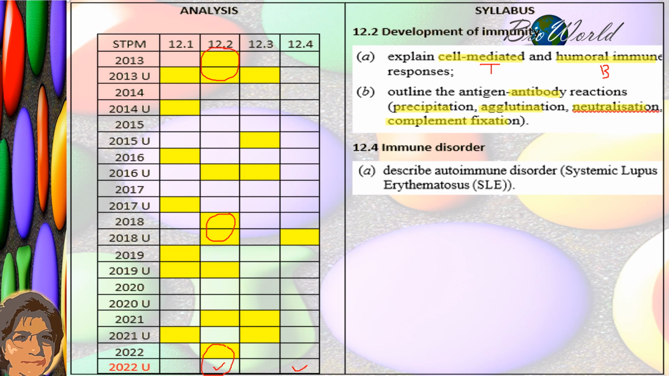In 12.4, there's only one autoimmune disorder you have to study, that is SLE. And the good thing about focusing in 12.2 is that by learning about B cells and T cells as well as antigens and antibody, you sort of also prepare for 12.1. So let's move on to discuss the questions that were tested from these two subtopics.